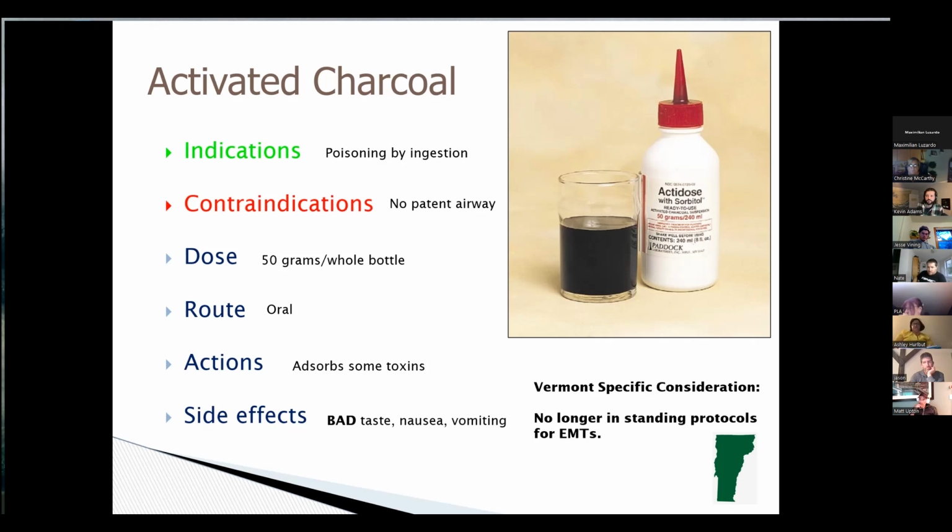So if you were an EMT in another state, there is a potential that this would be in your protocols. However, again, it's very specific protocols. Certain medications within a certain amount of time have them drink this, but no longer in our standing protocols.